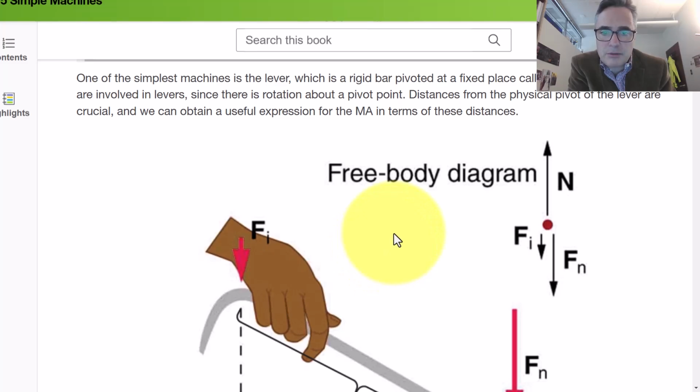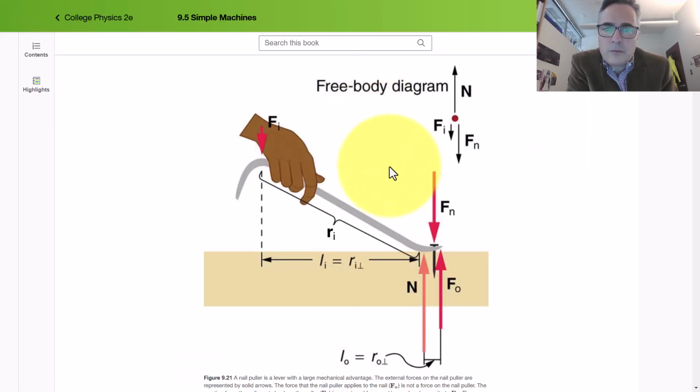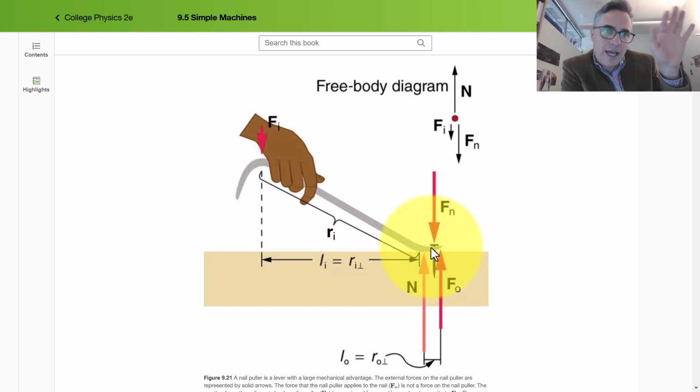And a good example of that is this crowbar. So what happens with the crowbar is that essentially this is a static equilibrium problem a bit in disguise. So at this moment, you're trying to pull the nail up, and all the forces and all the torques balance.